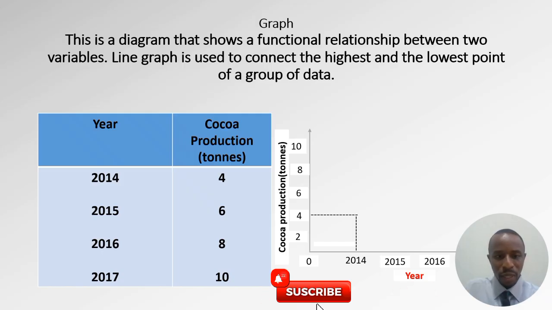Now for 2014, the quantity of cocoa production is 4. So you take your pencil and ruler and sketch carefully this 4, bring it down, and under it you put 2014. The second year is 2015. You carefully sketch your line, and the cocoa production is 6. And you bring it down. We do the same thing for 2016, we have 8. For 2017, we have 10.